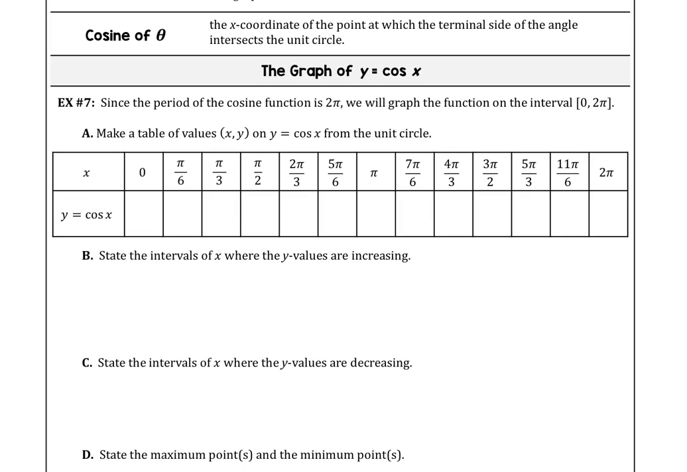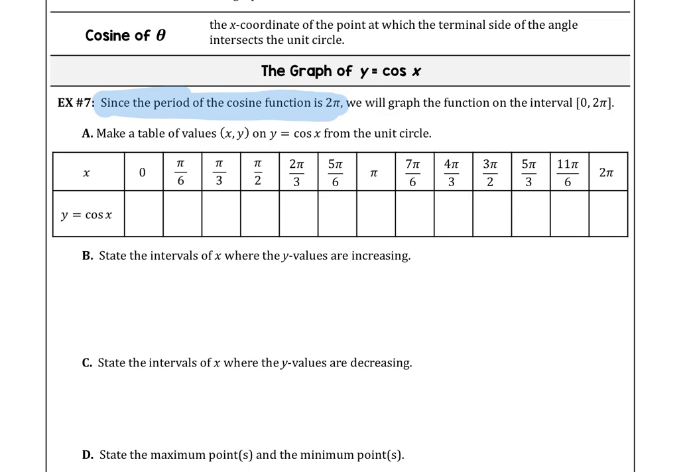So the period of the cosine function, just like with sine, is going to be 2 pi. That's before any transformations, any horizontal dilations that might occur. We're going to graph the cosine function over the interval from 0 to 2 pi.